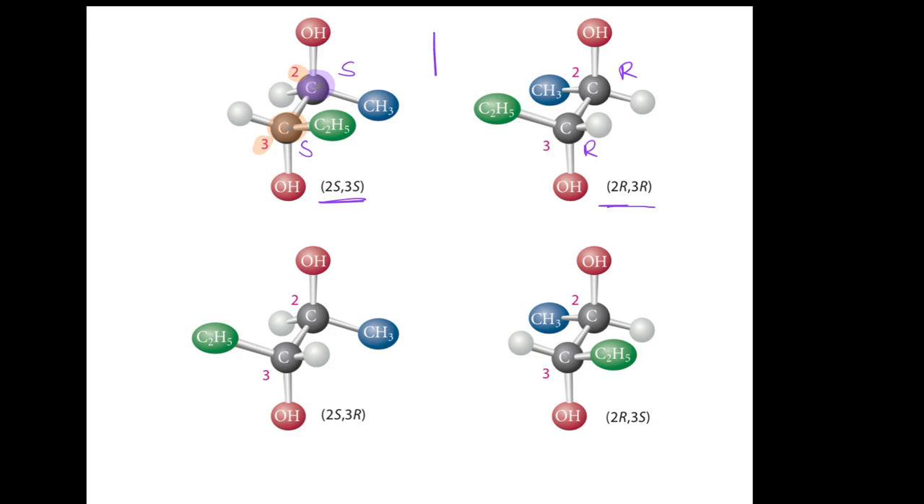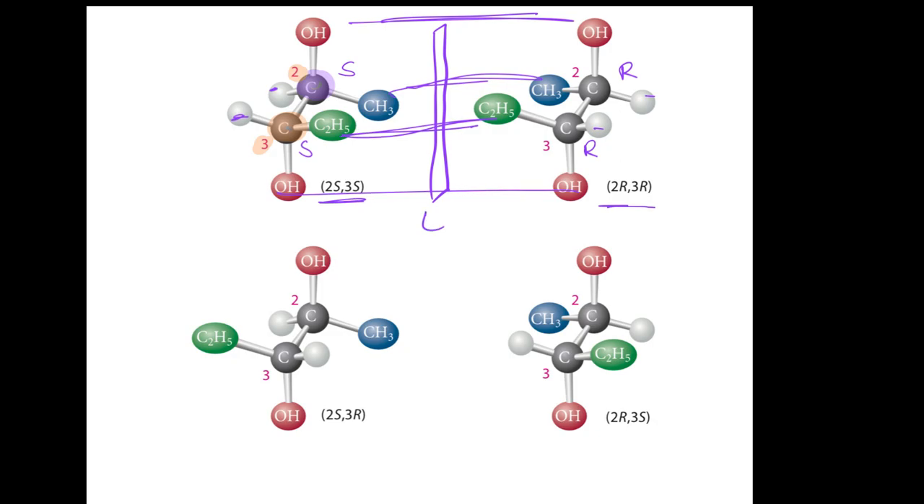Now if you place a mirror in between them, then these are mirror images of each other, because this CH3 is a mirror image, OH is a mirror image, and this H and this H are mirror images. Therefore these are called enantiomers.